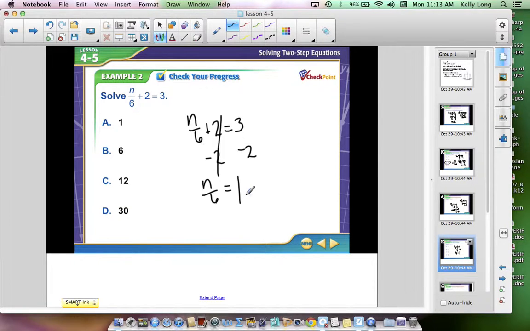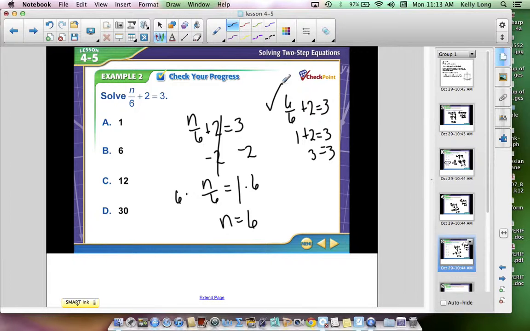What's going to get rid of dividing by 6? Multiplying by 6. So n is equal to 6. Check your work. Is 6 over 6 plus 2 really equal to 3? Well, 6 over 6 is 1. 1 plus 2 equals 3. So 3 is equal to 3. So yes, my work checks. Again, I've got to see every step plus your check.